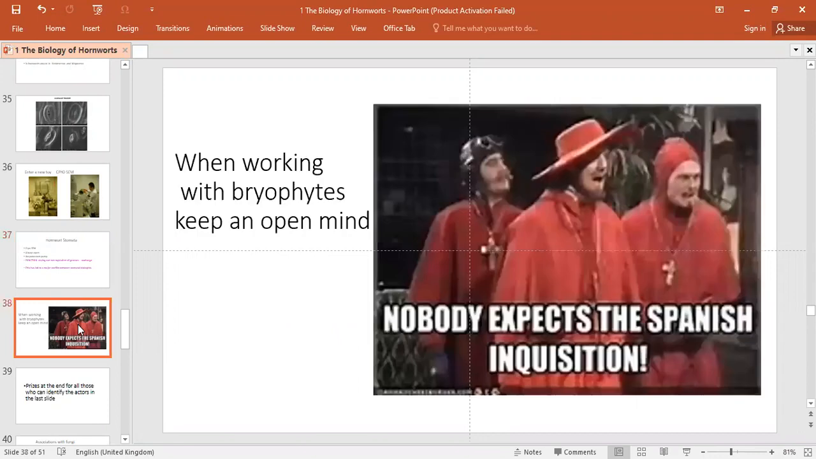So this is another very important thing to learn when you're working with bryophytes. Keep an open mind. Keep an open mind, because whatever you do, the results are never going to be what you expect. Things always turn out somewhat different.